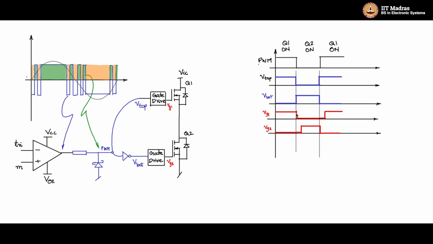There is a delay between the turn off and the turn ons of the two gate signals, and this time difference is called the dead time. This delay time is called the dead time, which basically is the difference between the turn off initiation and the turn on initiation of the complementary MOSFET. So this we have to obtain.